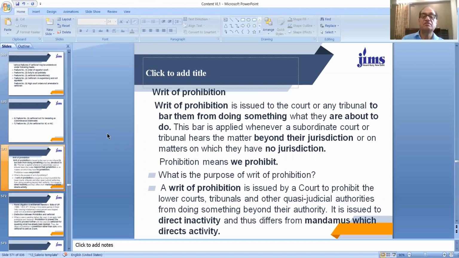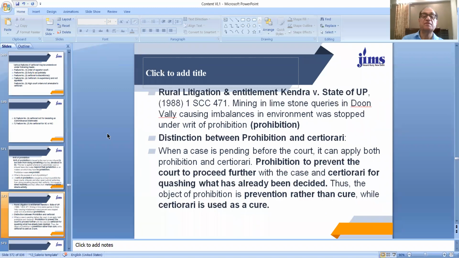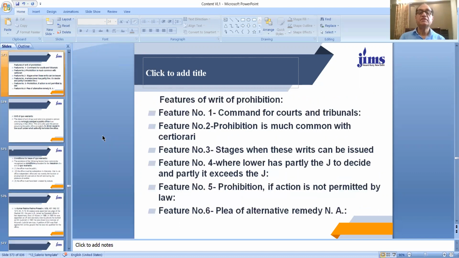Prohibition, barring the authorities from doing something if they have done it beyond their jurisdiction or having no jurisdiction. We have the example of Rural Litigation and Entitlement Kendra versus State of UP as an example of a writ of prohibition. In this case, mining in the limestone quarries in Dehradun Valley and Mussoorie Hills was stopped under a writ of prohibition because it was causing imbalances in the environment.